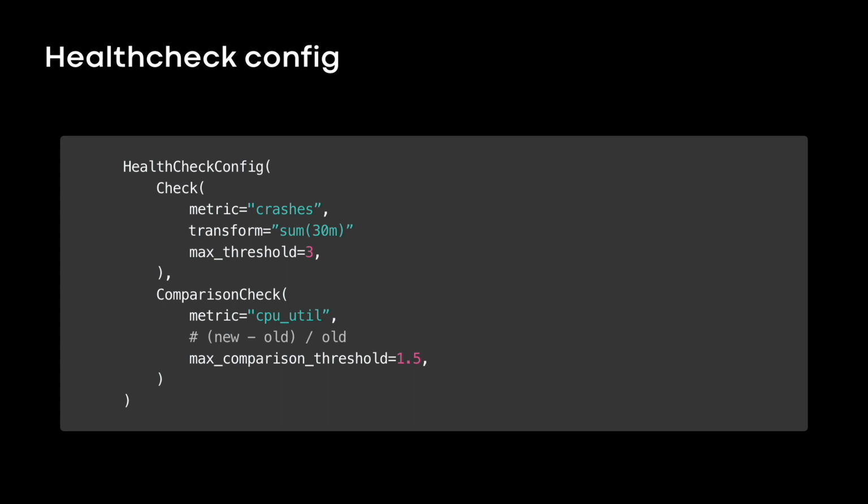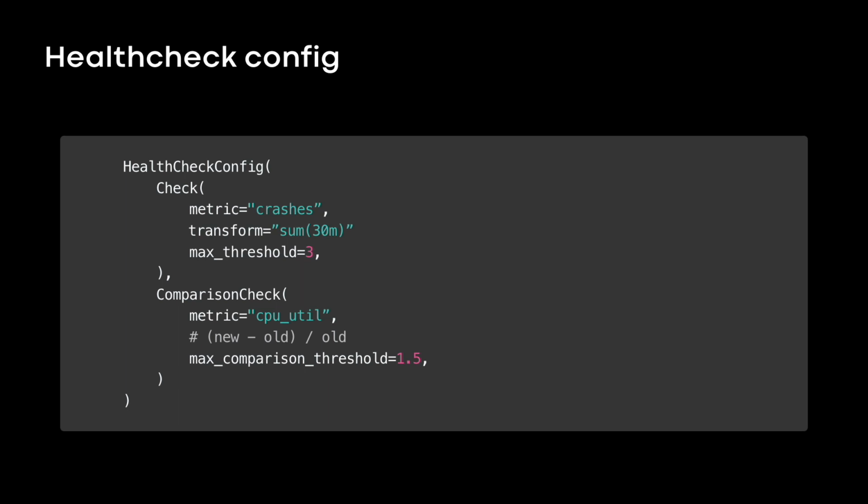And so to allow users to do this, they can set up a health check config and use that with their service. Now, each health check config exports various checks, and each check consists of a metric, which is read from some data store, a transform that we can apply to that data to maybe smooth it out, and either an absolute or a comparative threshold.